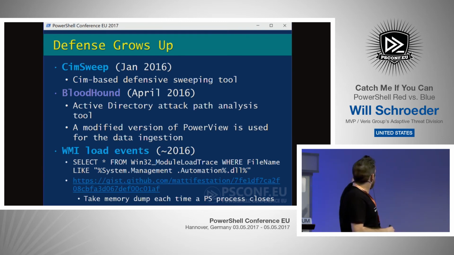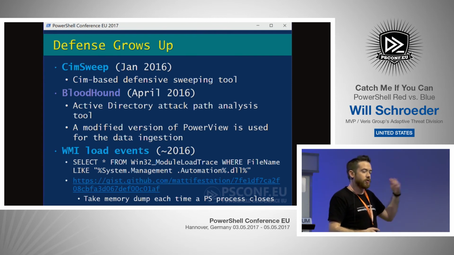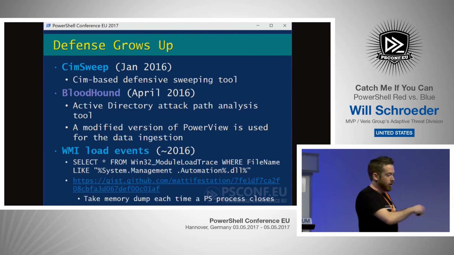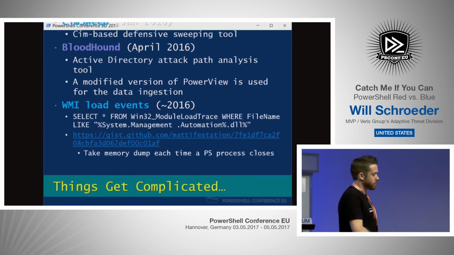And he actually has a gist right here that takes a memory dump every time a PowerShell process closes. So even if it's injected into something else and it's loaded up that system.management.automation.dll, there's a way you can facilitate this. So kind of cool, back and forth. We do command line logging, we find a way to run it without it, and there's still hope.